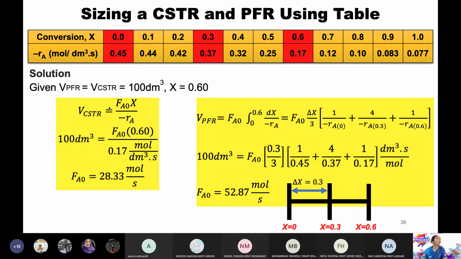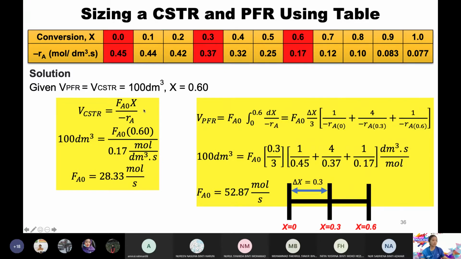Kalau CSTR, basically this equation, volume CSTR equals to FA0X per minus RA. Okay, you know, the target unknown that you want to calculate is FA0. Maksudnya, the other unknowns tu dah kena tahu dulu. You need to know volume, you need to know X, you need to know minus RA. Without these three, you cannot find your FA0. Okay, so they told you the reactor volume was 100. Okay, so settle. Left hand side, settle. My volume is 100 dm cube. FA0, I want to find.